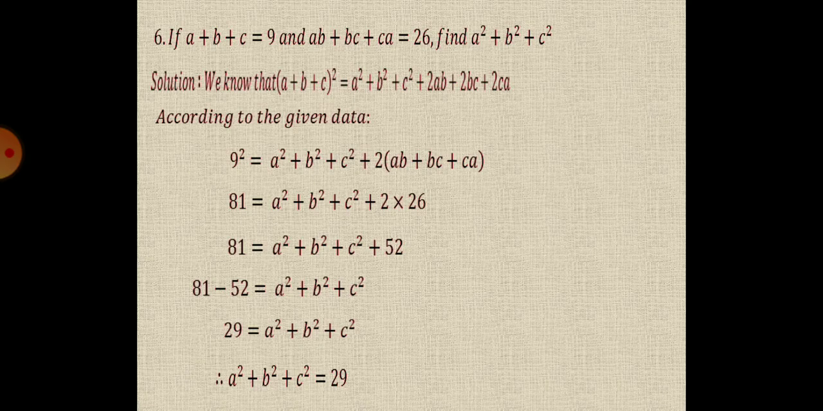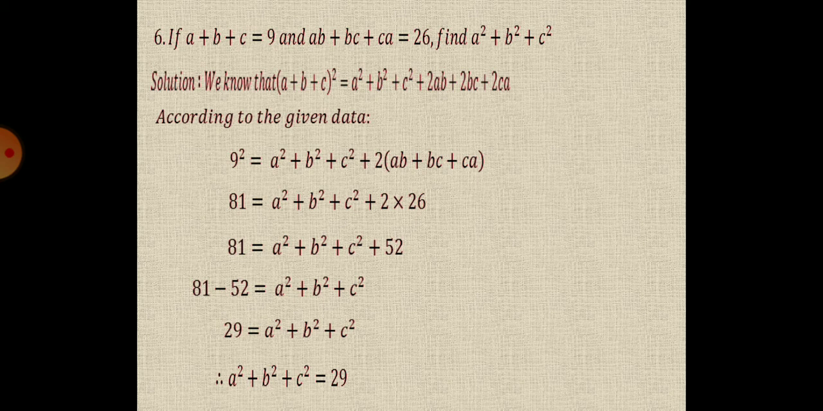So we know that (a plus b plus c) whole square is equal to a square plus b square plus c square plus 2ab plus 2bc plus 2ca. This is an identity. Now let us substitute the values which are given to us. a plus b plus c is given to us as 9. So in the LHS, instead of a plus b plus c, I have written 9, with the square.